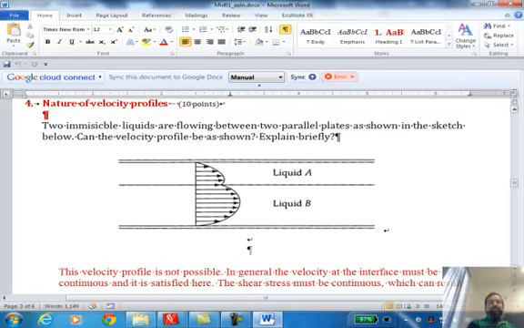The question is, can a velocity profile ever be like this when you have two fluids, okay, A and B, that are immiscible, so there is an interface? What are the conditions at the interface? The shear stress is continuous and the velocity is continuous. Obviously, it satisfies the velocity continuous. Is the shear stress continuous?